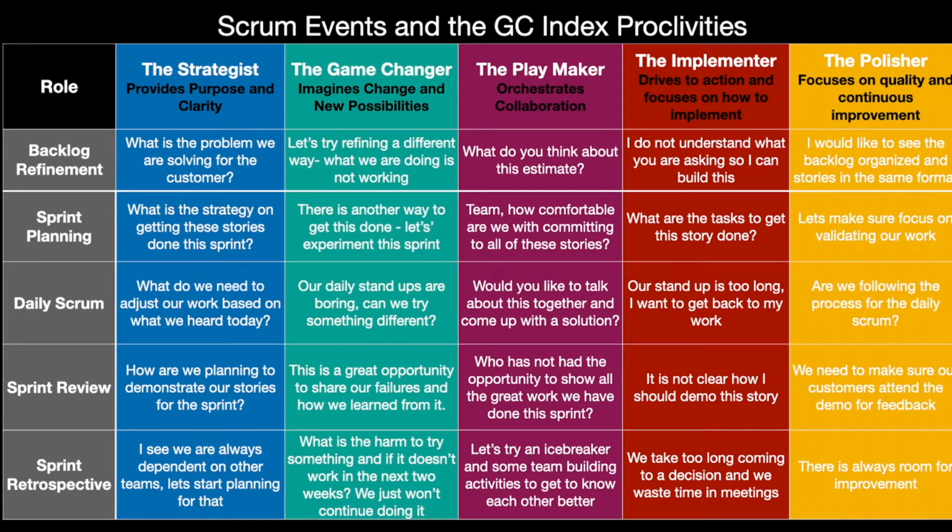And this will be my last example. So let's run through it. Strategist, sprint retrospective. They're going to say, I see we're always dependent on other teams. Let's start planning for that, right? They're looking at systems thinking, the patterns, the connections, right? They're very strategic in that mindset.